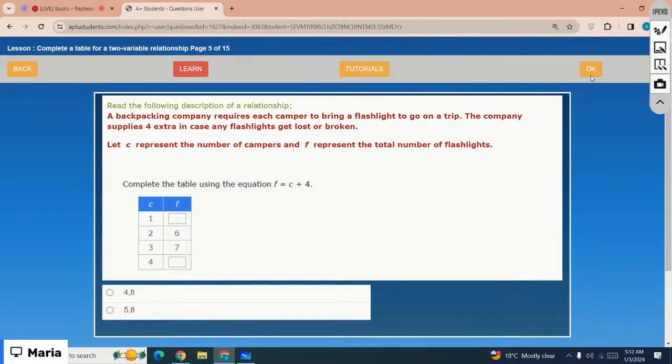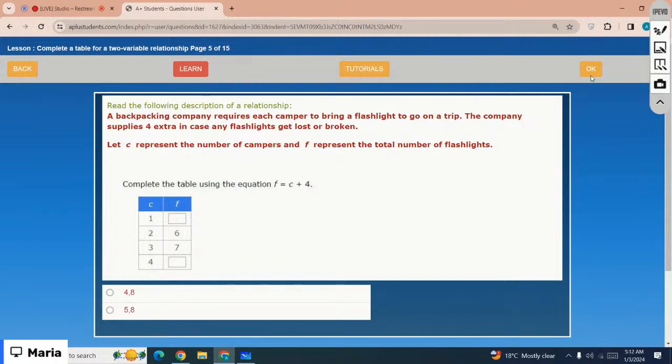A backpacking company requires each camper to bring a flashlight to go on a trip. The company supplies 4 extra in case any flashlights get lost or broken. Let C represent the number of campers and F represent the number of flashlights. Complete the table using the equation F equals C plus 4. So which value is missing?